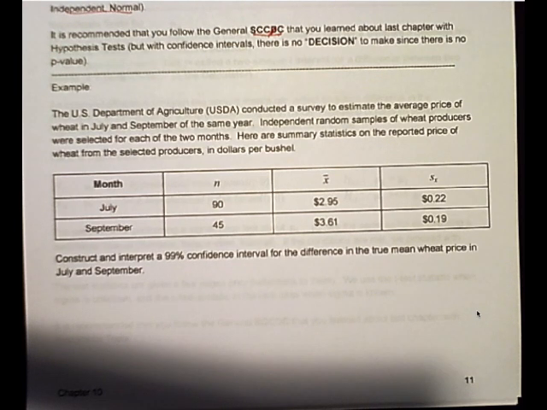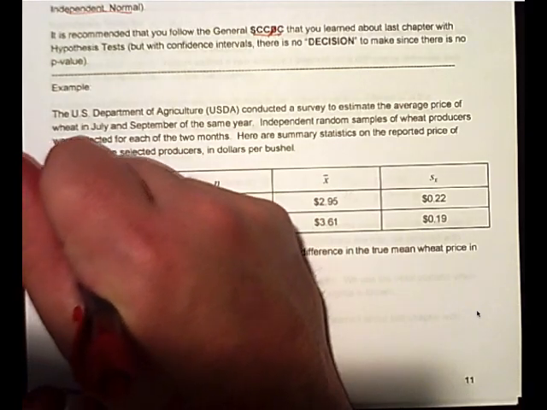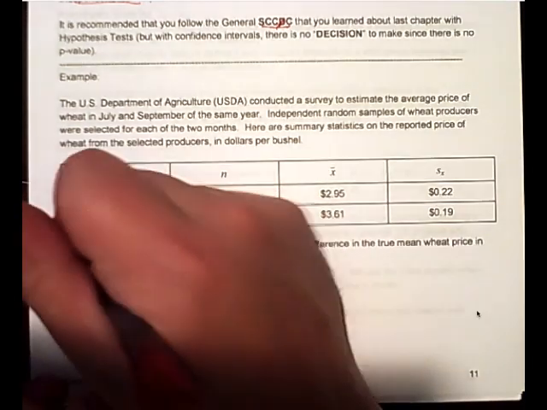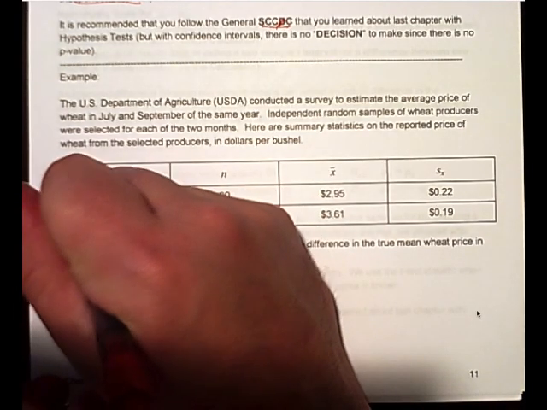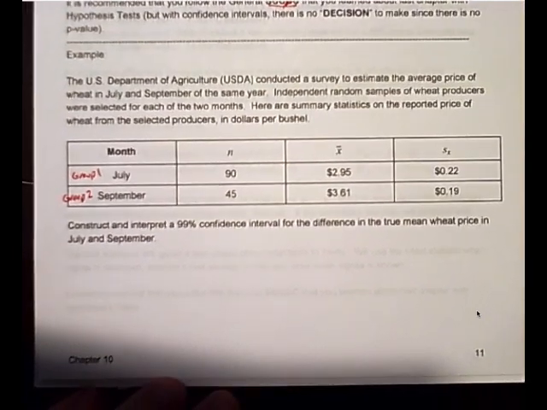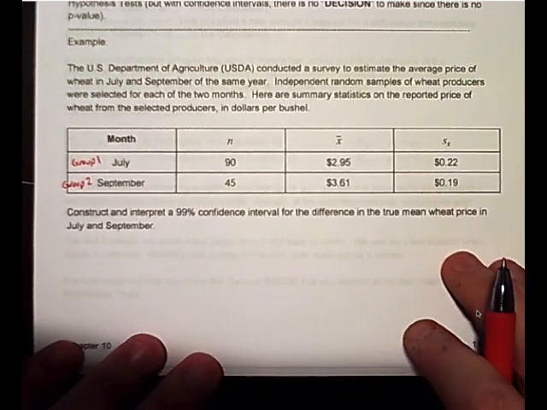Okay. So July, I'm just going to call that my group 1. I'm going to write it in there to let the reader know I'm going to call that group 1. And this is group 2, September. It says construct and interpret a 99% CI for the difference in the true mean wheat price in July and September. Okay. So here we go.